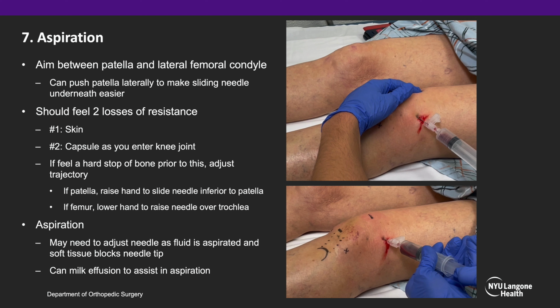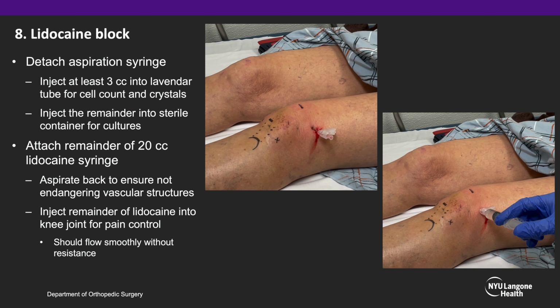As you're drawing back fluid, you may need to adjust the needle position as fluid is aspirated and soft tissue blocks the needle tip. As shown in the top picture, you can milk the effusion to assist in the aspiration. Once all fluid from the knee has been aspirated, you can detach the aspiration syringe, inject at least 3 cc's into the lavender tube for cell count and crystals, as not much volume is needed for those studies, and inject the remainder that you have into a sterile container for cultures as more fluid is required for those studies.